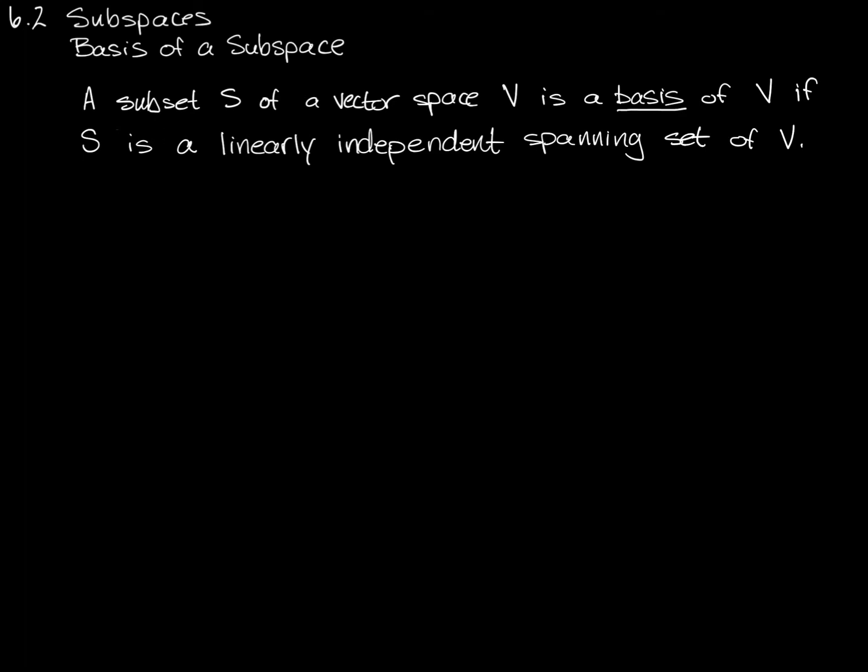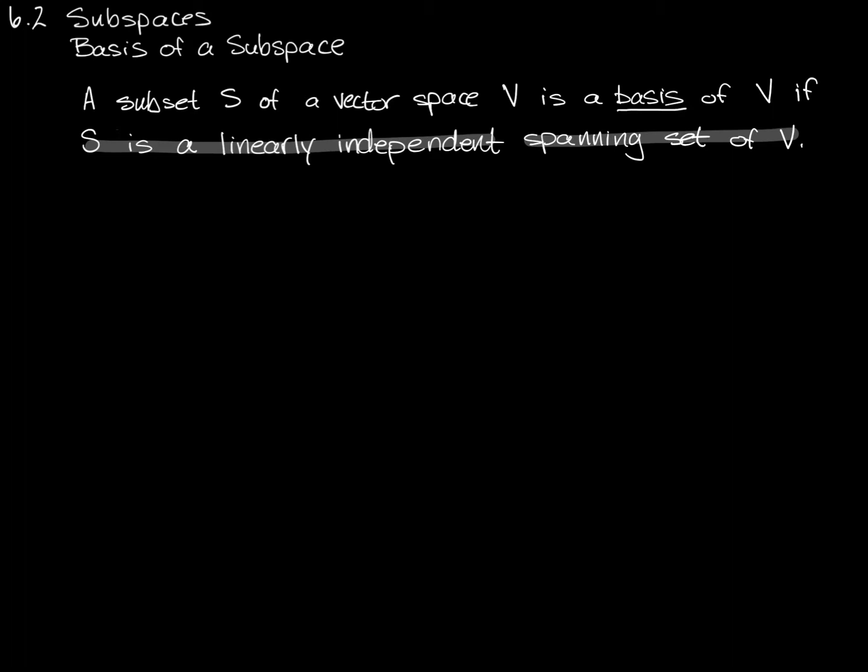So let's take a look, first of all, just to remind ourselves what the definition of a basis is. If you have a subset S of some vector space V, then that subset S is called a basis of V if S is linearly independent and S is a spanning set of V. Those are the two criteria that have to be met.